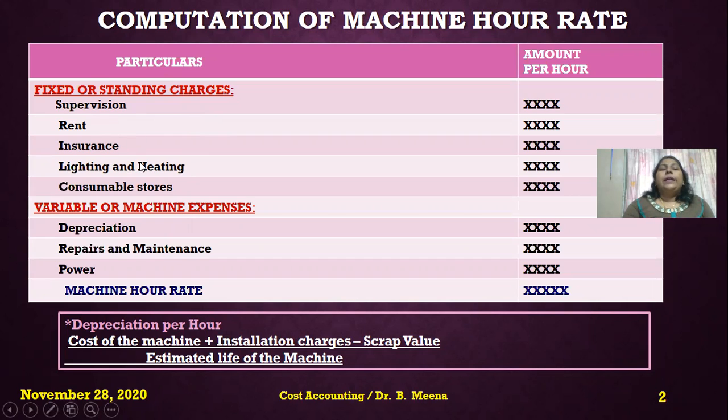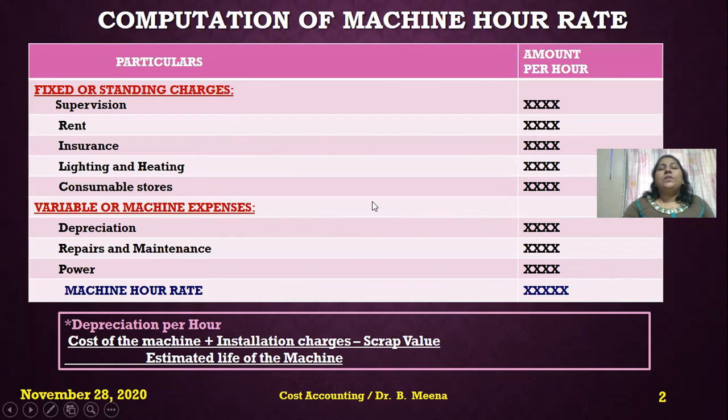Supervision, rent, insurance, lighting, heating, consumable stores. Then all the expenses, whether it is given for a week or for a month or for a quarter or for a half yearly or for a year, or for a life, it has to be converted for 1 hour. So that is the second column I allotted in this format. So particulars, one column, amount per hour. All the expenses must be converted for 1 hour in order to know what is the cost incurred for running a machine for 1 hour.